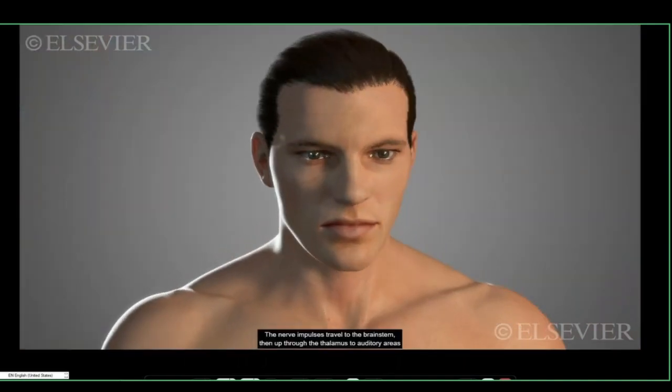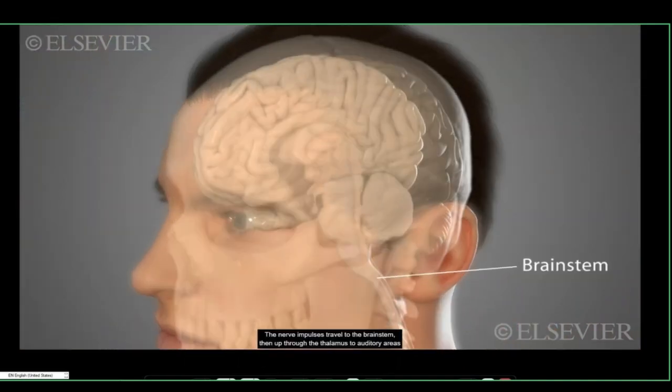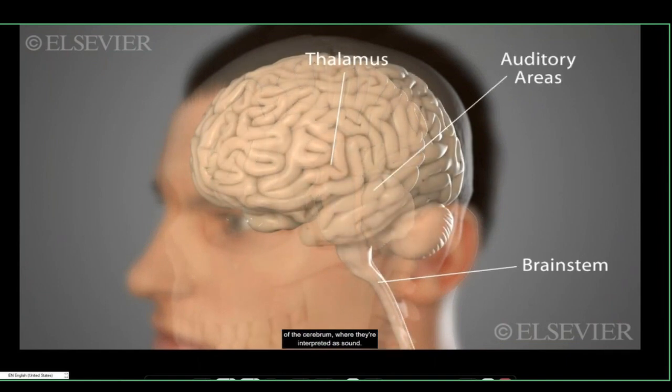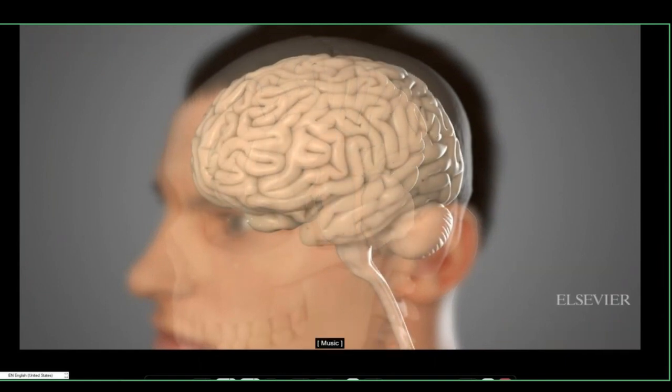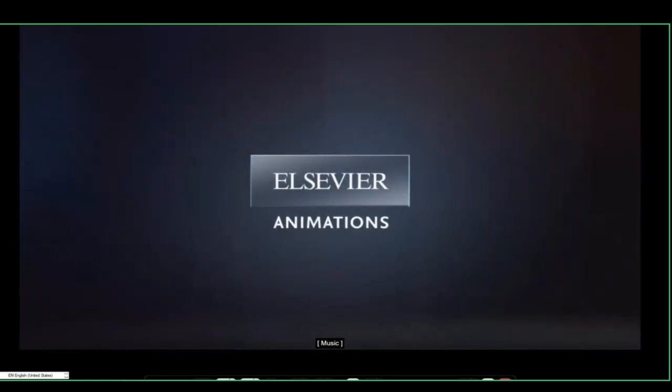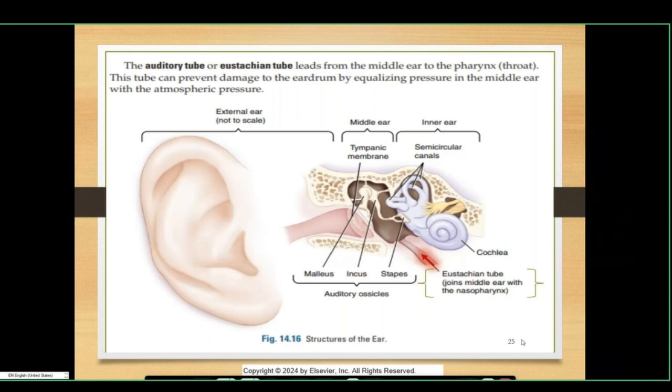The nerve impulses travel to the brainstem, then up through the thalamus to auditory areas of the cerebrum, where they are interpreted as sound. The auditory tube or eustachian tube leads from the middle ear to the pharynx, throat. This tube can prevent damage to the eardrum by equalizing pressure in the middle ear with the atmospheric pressure.